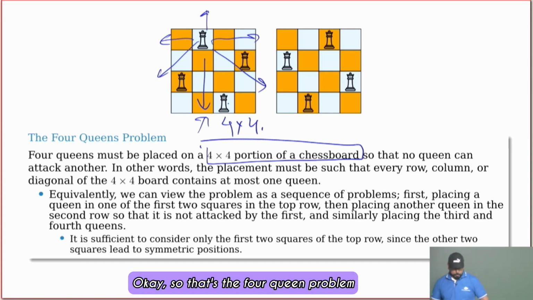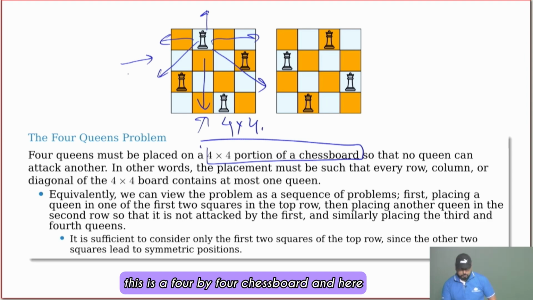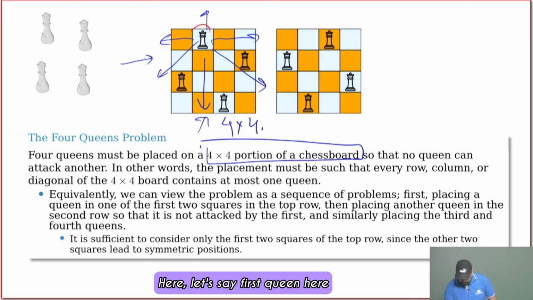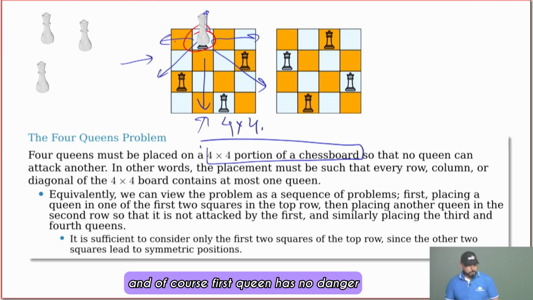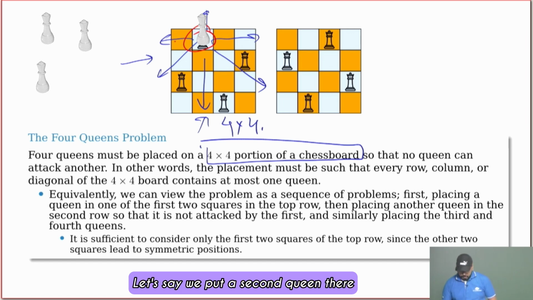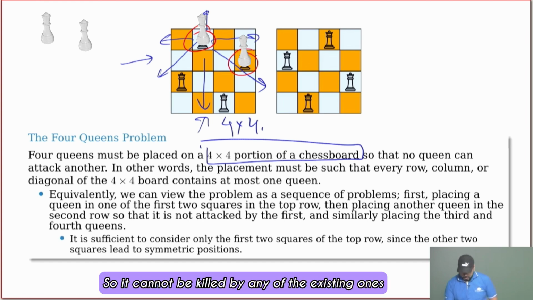Okay, so that's the 4-queen problem. In this example, you can see in this framework, this is a 4x4 chessboard, and here are these queens safe, right? So you put, let's say, the first queen here, and of course the first queen has no danger, so it just sits there. Let's say we put a second queen there. Does this have any danger? No, not really. It cannot be killed by any of the existing ones.